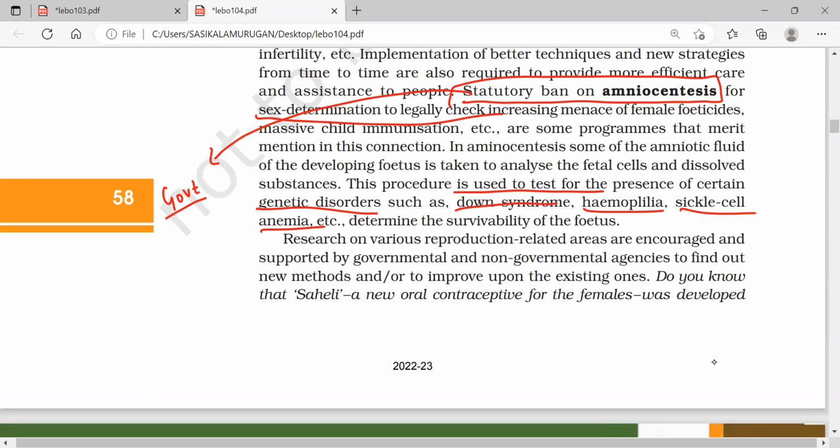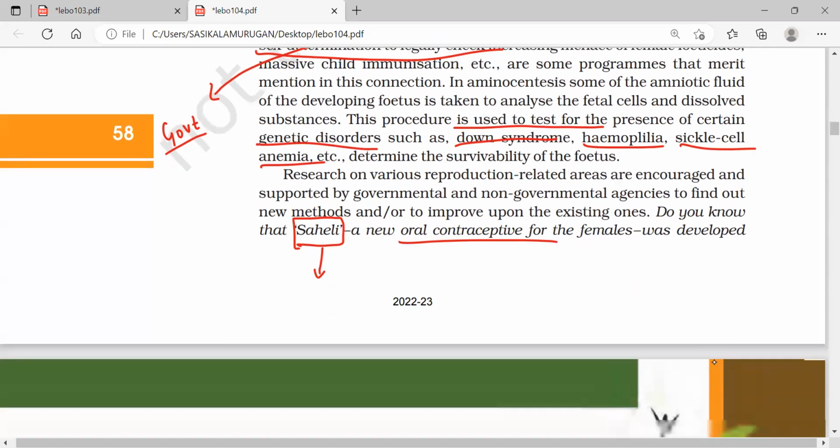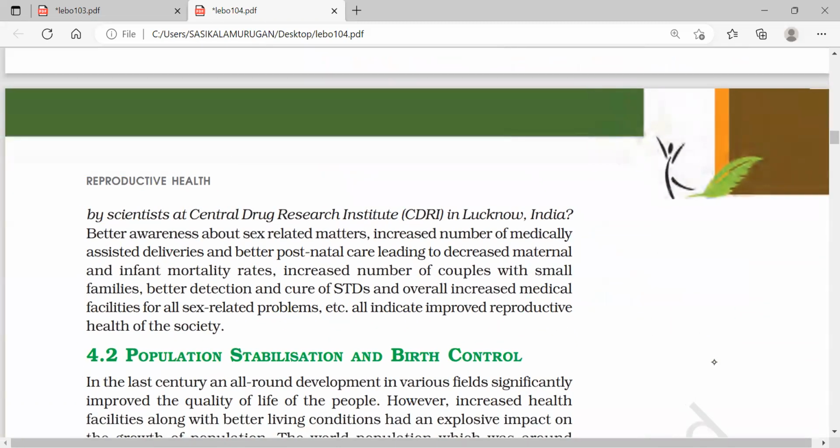Next one, research on various reproductive related areas is encouraged and supported by government and non-government agencies. In this regard, there is an oral contraceptive pill called Saheli. Note down the name. Saheli is a contraceptive pill produced by the scientists at the Central Drug Research Institute. Note down the location of the institution, Lucknow. So the Central Drug Research Institute, Lucknow, produced Saheli, the contraceptive pill.